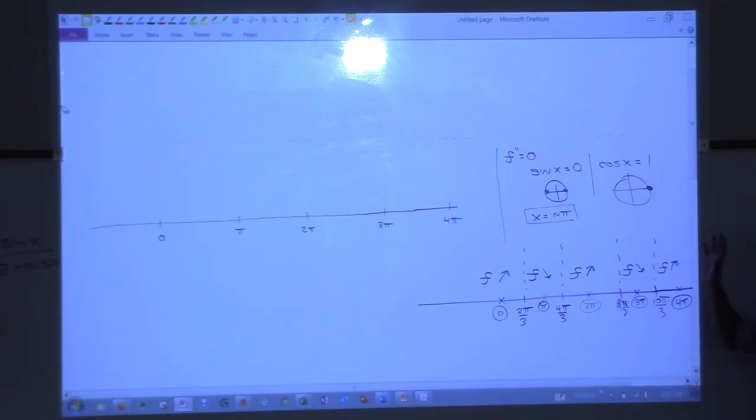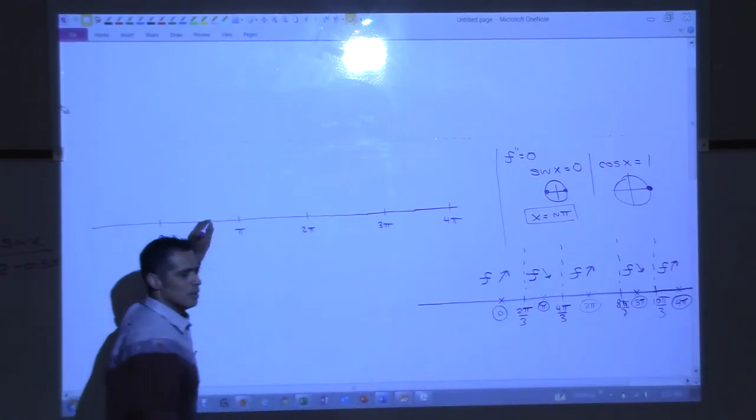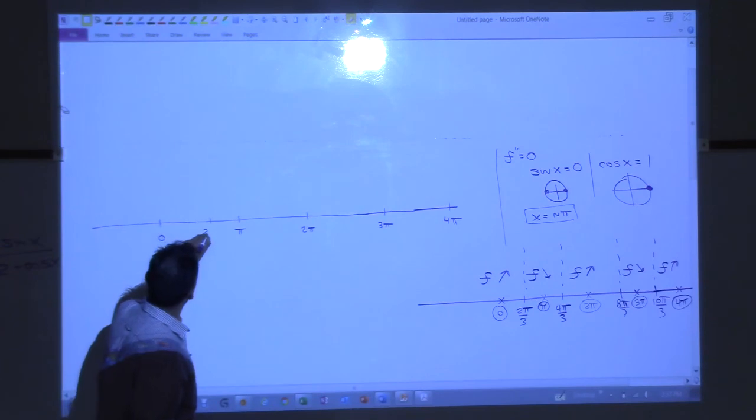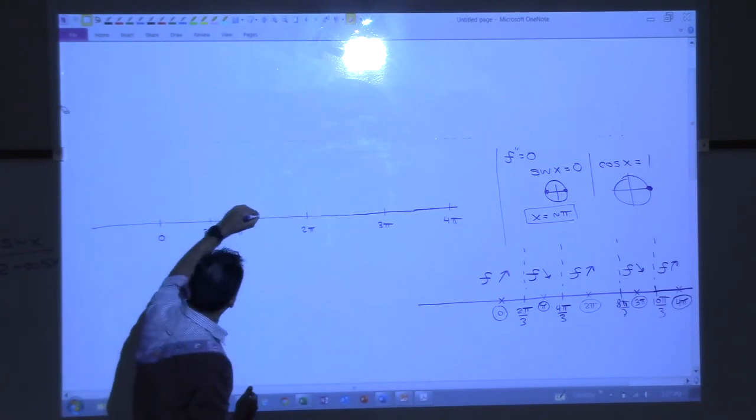Those were from our second derivative, weren't they? Now from our first derivative, we have these guys right here. So where is 2 pi over 3? Isn't that over here somewhere to the left of this? Where is 4 pi over 3? A little bit to the right of this.